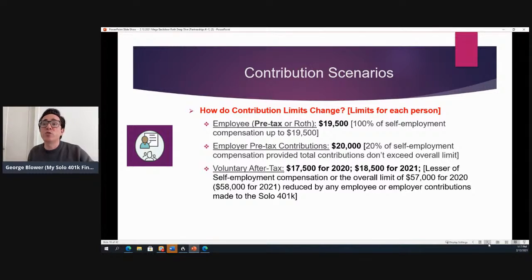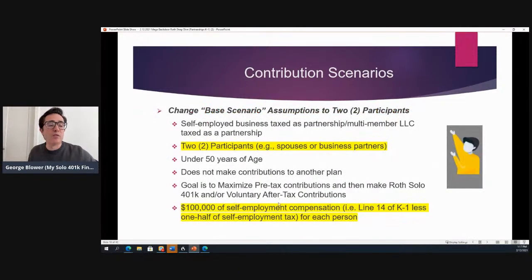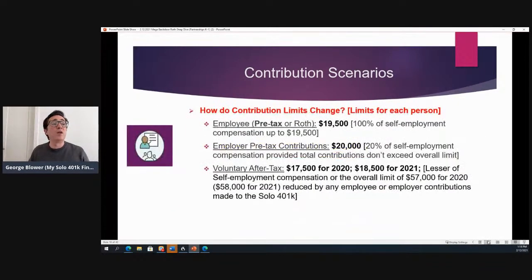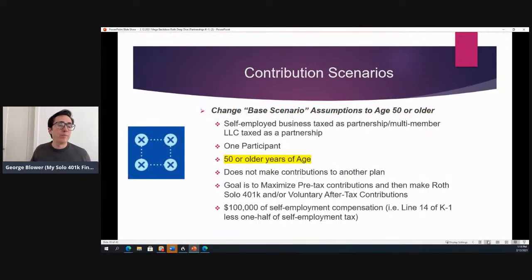The point that we're trying to illustrate here is that each person, because we're assuming that each person has $100,000 of self-employment compensation, could make these contributions into their own separate set of accounts. So in this scenario, they might have 6 accounts: a pre-tax account, a Roth account, and an after-tax account for each participant. So now let's go back to the base and change the age.